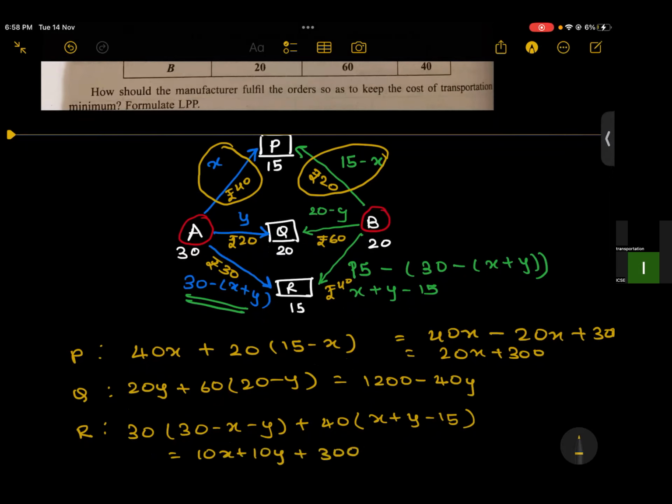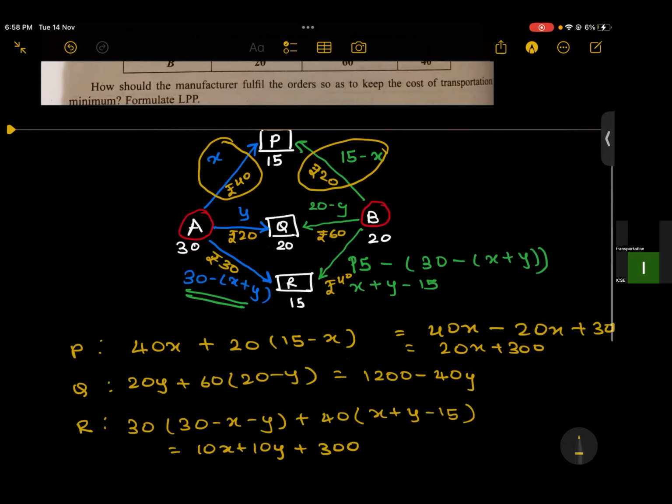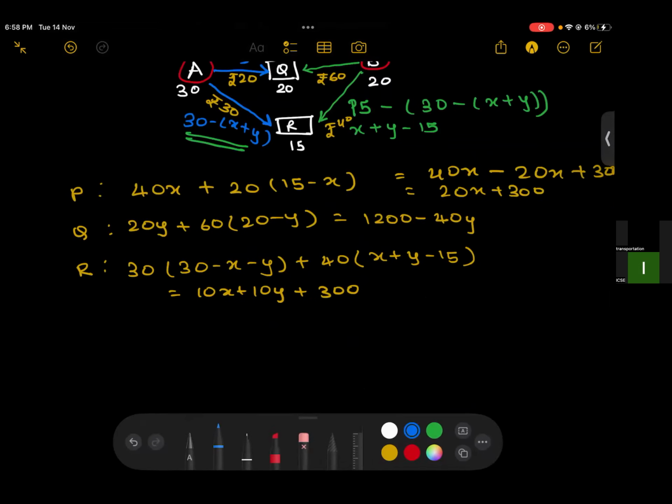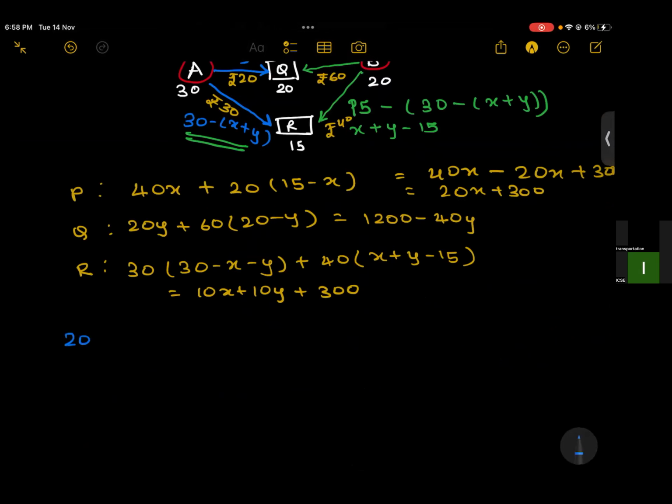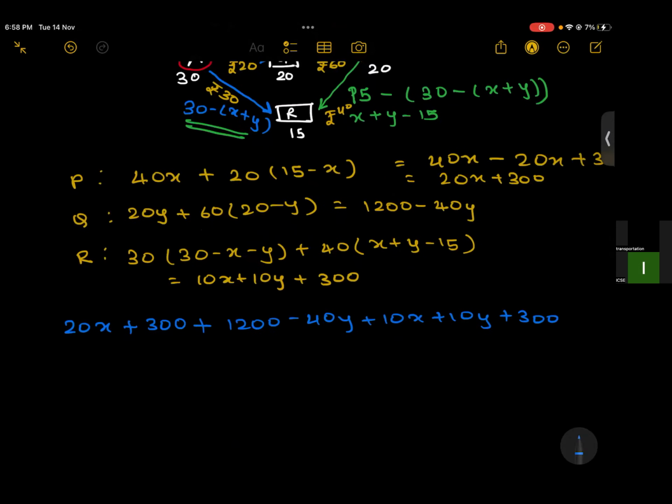Now, to get the total transportation cost, we need to add up these three equations. So I'm going to write this as 20x plus 300 plus 1200 minus 40y plus 10x plus 10y plus 300. And all this is in thousands. We can't forget that. We have divided everything. That we'll mention now. So our total cost is going to be rupees 30x minus 30y plus 1800,000.